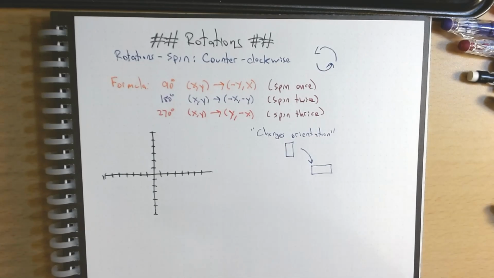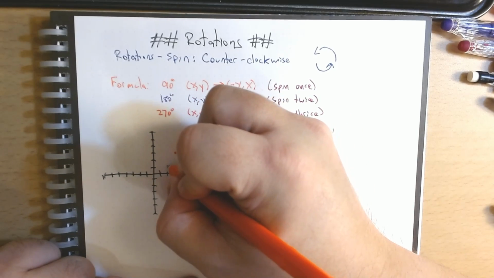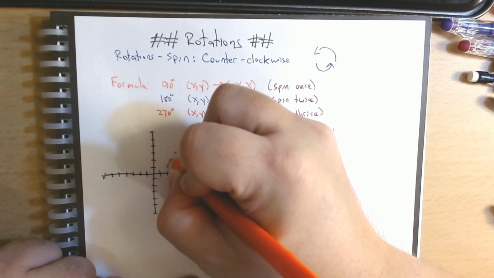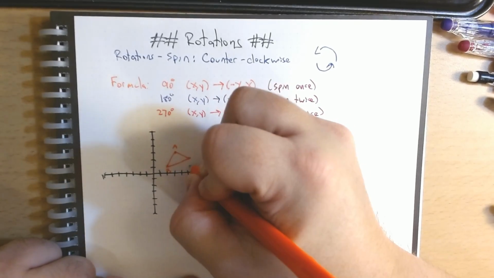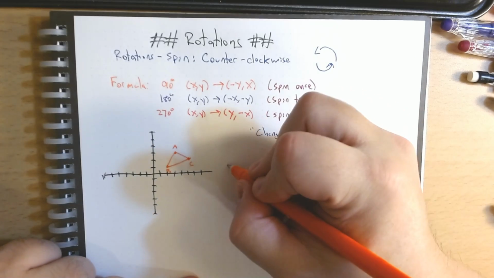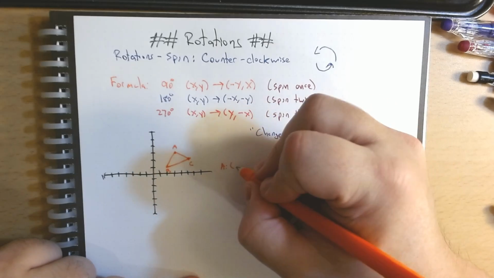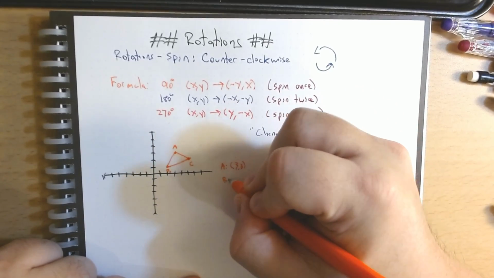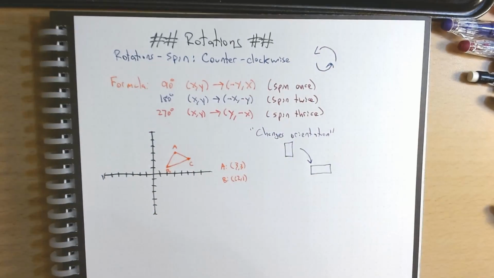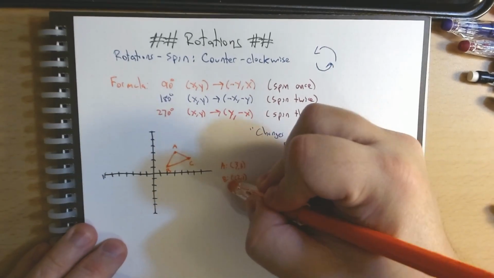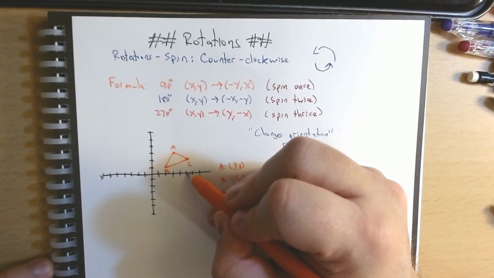So let's just go with a nice little triangle. Okay. A, B, C. So, A, the point is 3, 1. Point B is 2, 1. And C is 5, 2.